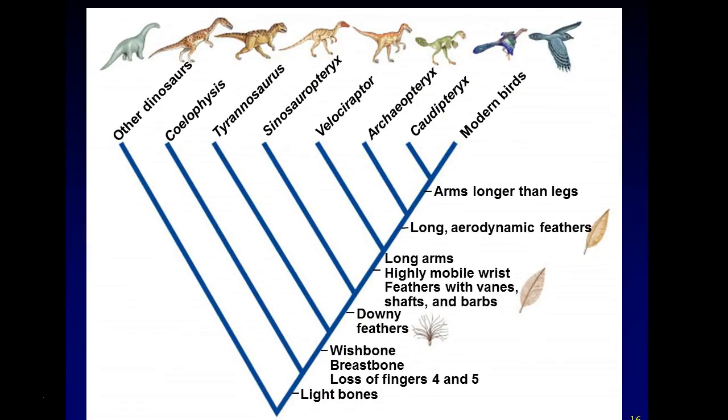So we're looking at a cladogram here: arms longer than legs, long feathers, long arms, highly mobile wrists, downy feathers, wishbone. So when we look up the clade, we're saying light bones here. So dinosaurs did not have light bones evolved here, and then all of these organisms have light bones.